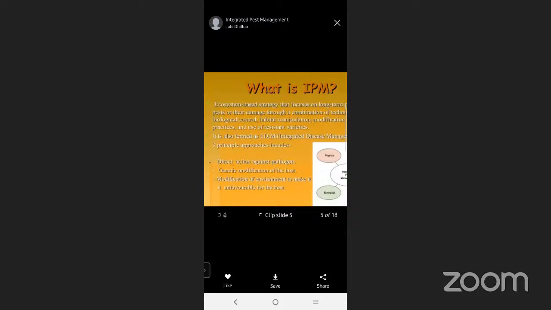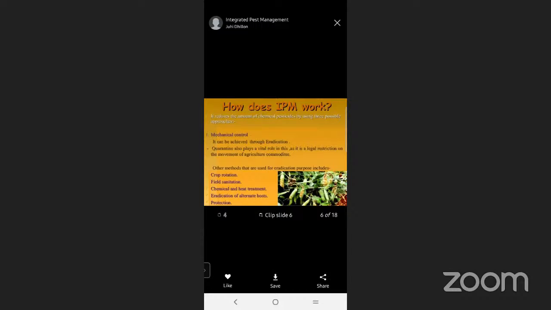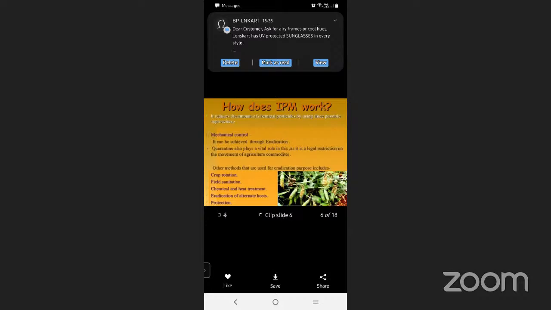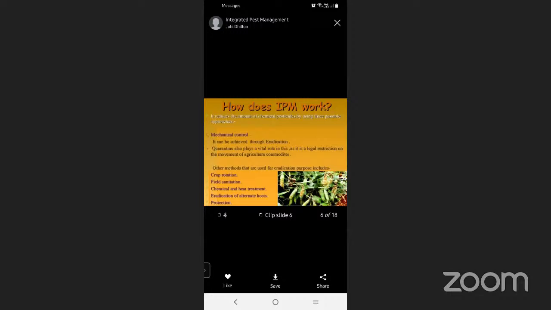So how does IPM work? The mechanical control achieved through eradication, and quarantine also plays an important, vital role in this. It is a legal restriction on the movement of agricultural commodities. Other methods used for eradication purposes are crop rotation and intercropping. We have already discussed crop rotation, field sanitation, chemical and heat treatments without much damage to the environment. Eradication of alternative hosts.